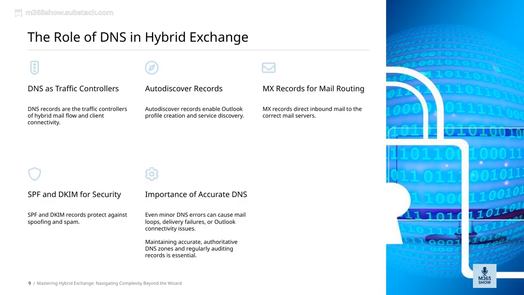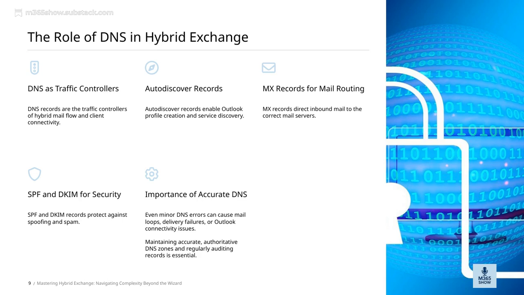Let's take a closer look at the crucial role DNS plays in a hybrid Exchange environment. Even small DNS errors can have significant impacts, such as causing mail loops, delivery failures, or issues with Outlook connectivity. That's why maintaining accurate and authoritative DNS zones is so important, along with regularly auditing your records to catch any discrepancies early. Now, when it comes to security, SPF and DKIM records are vital. They help protect your organization against spoofing and spam, ensuring that your email communications are trusted and legitimate.